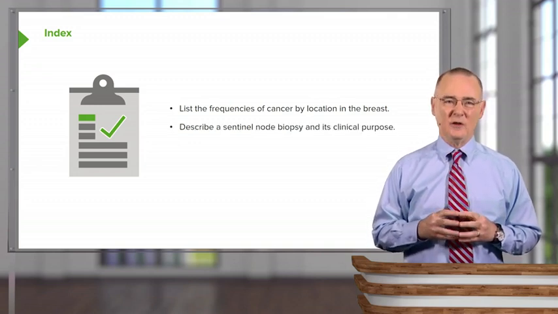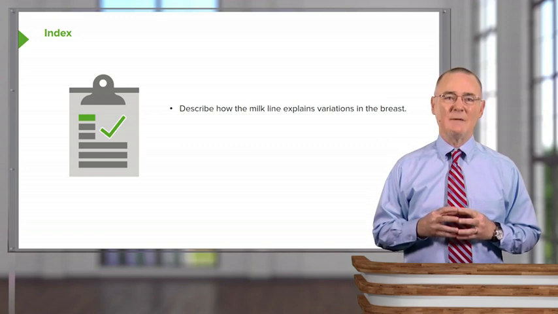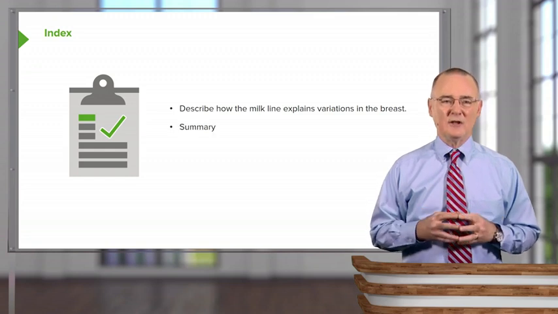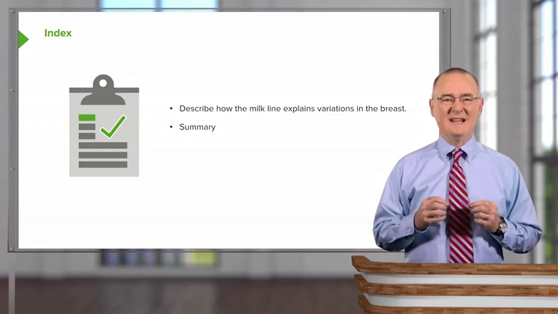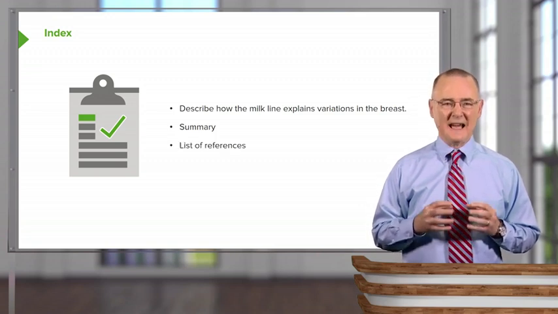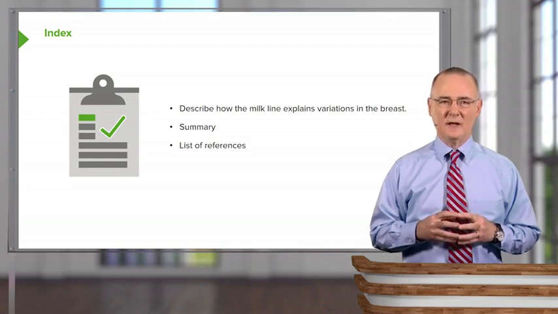Describe a sentinel node biopsy and its clinical purpose. Describe nerves that are vulnerable during a mastectomy. Describe how the milk line explains variations in the breast. And then we'll finish up by identifying the key take-home messages in the summary, and then we'll provide attribution for the images that are used throughout this presentation.